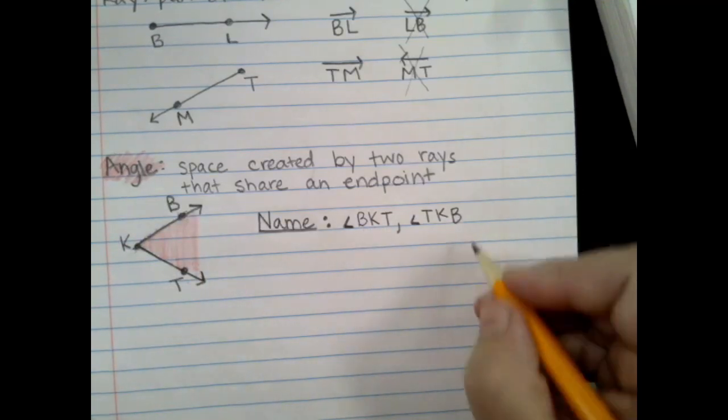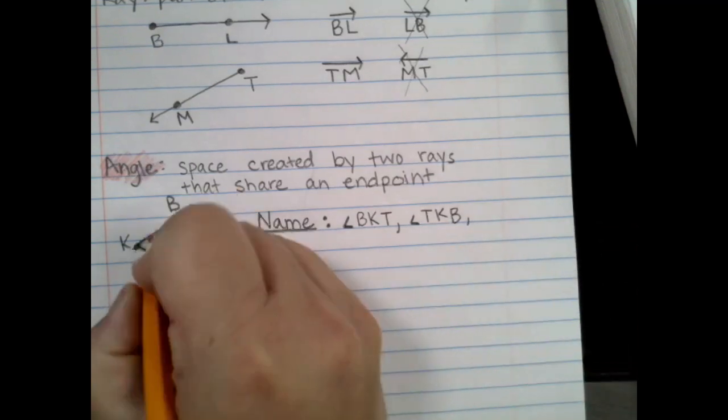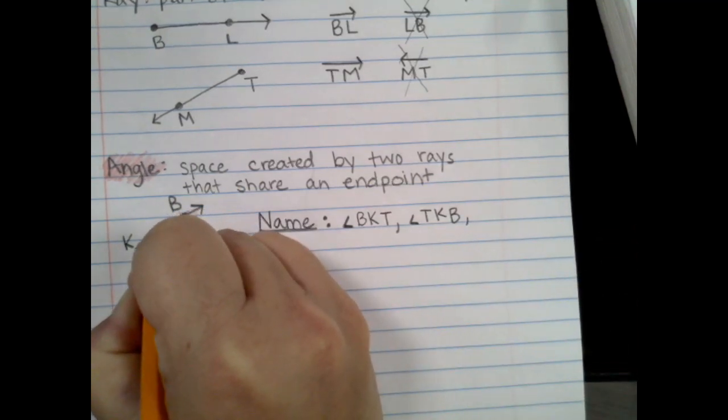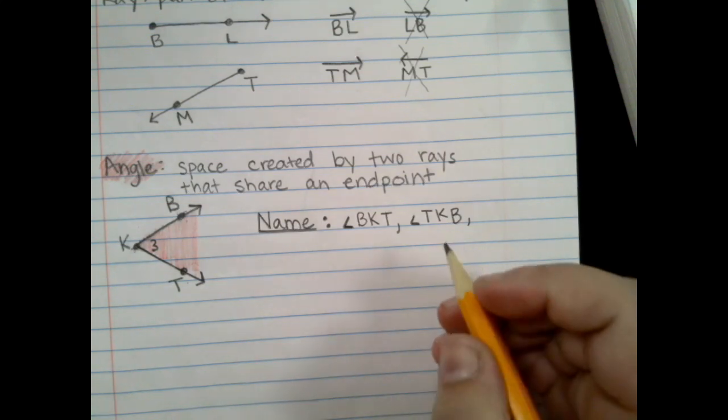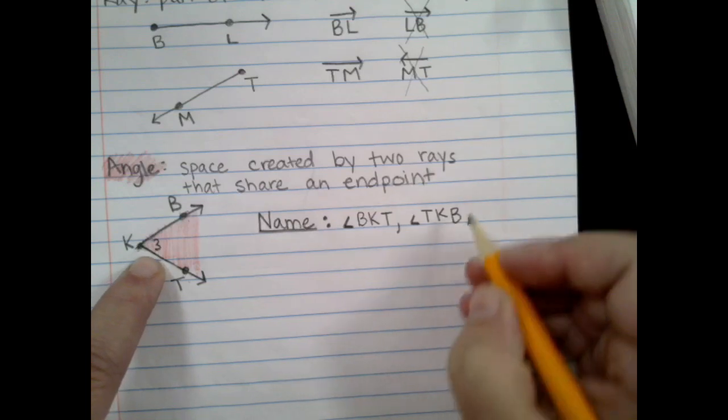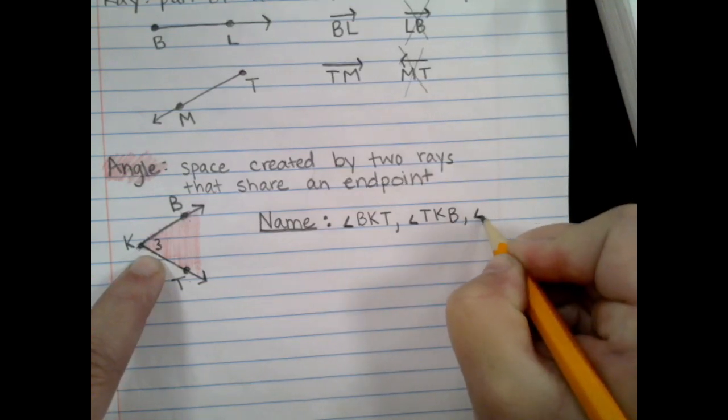Another way that we can name this is that sometimes there's a little number on the inside. Let's put a little 3 there. Usually if there's a picture with lots of angles and they don't want to put points on it, sometimes they'll just put the numbers in the in-between, and then we can call it angle 3.